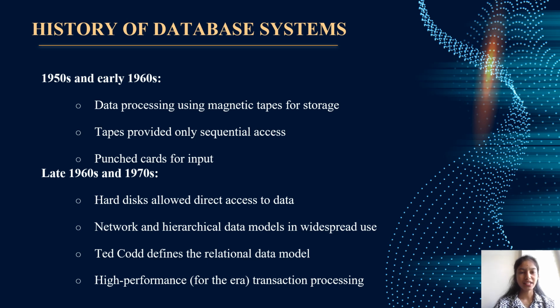In the 1950s and early 1960s, database processing used magnetic tapes for storage. Tapes provided only sequential access, and punched cards were used for input. In the late 1960s and 1970s, hard disks allowed direct access to data. Network and hierarchical data models were in widespread use. Codd defined the relational data model, and high-performance transaction processing emerged.